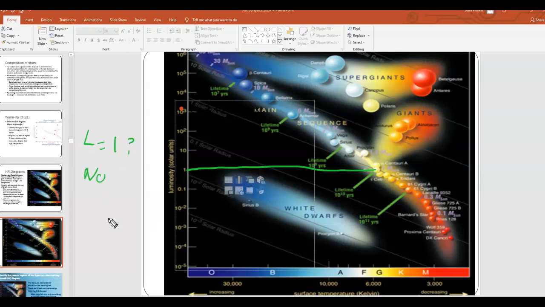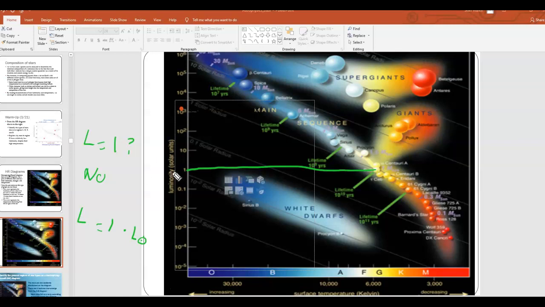No, of course not. The luminosity of our sun is a way, way bigger number than that. What that does mean is that the luminosity is 1 times the luminosity of our sun. Remember, we use this little symbol to represent the luminosity of our sun. And I forget what the number is. It's like 3 times 10 to the 26 watts or something like that.